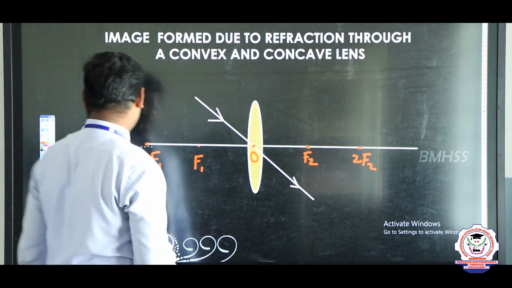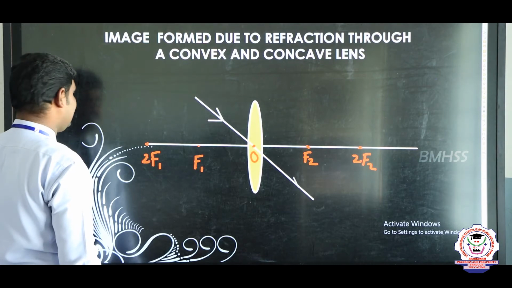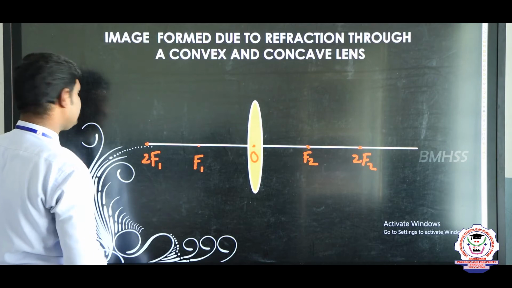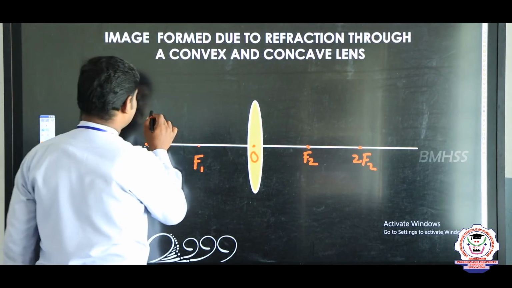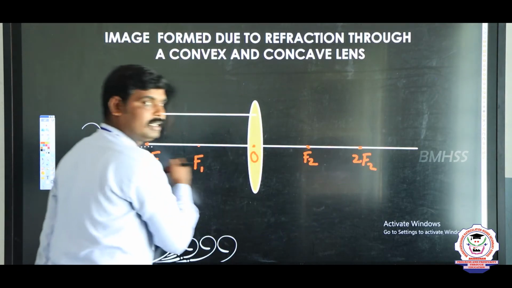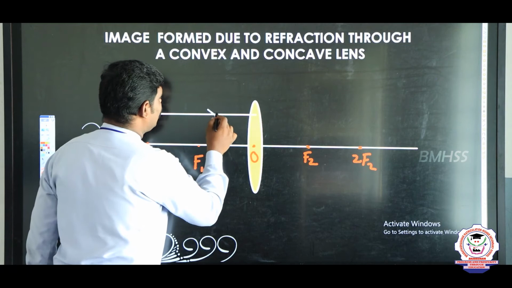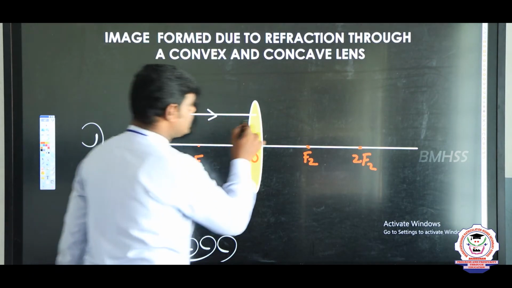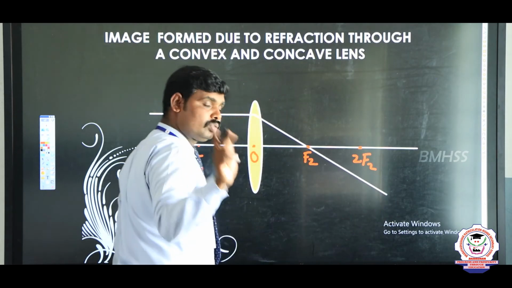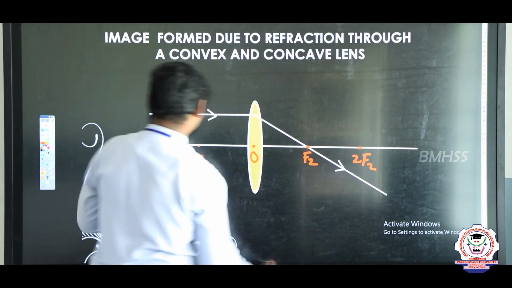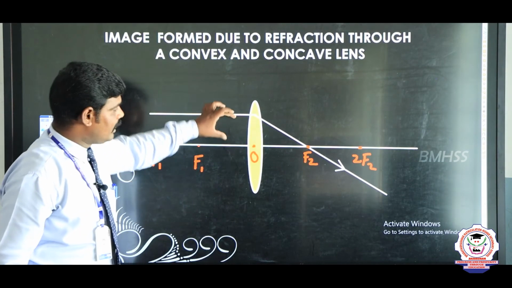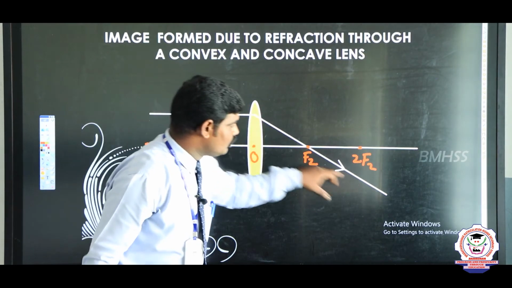And rule number 2: when light is parallel to the principal axis, this is the line parallel to the principal axis. This line is nothing but the principal axis. After refraction, this line passes through the focus. This is our rule number 2. See my dears, this is the incident light. This incident light is parallel to the principal axis. Then after refracting, it will pass through the focus.